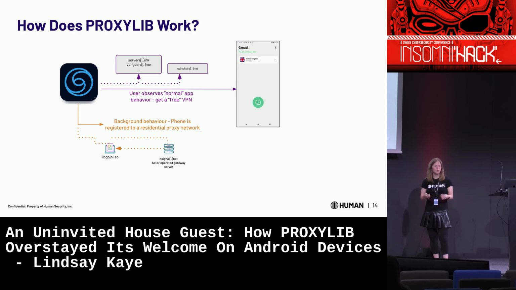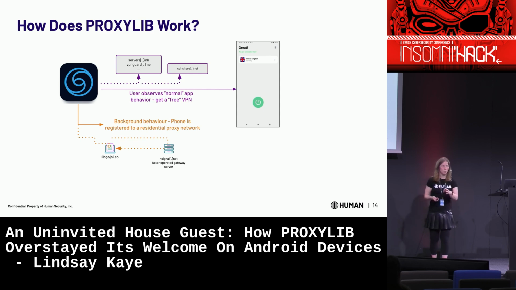So one of the things we wanted to do is take it apart and verify how it worked and get an understanding there. So as you can see, you have OkoVPN, the app, and the user sees normal app behavior. You get a free VPN. That's what the user interface looks like. You click the VPN, you're off to the races, or so you think.